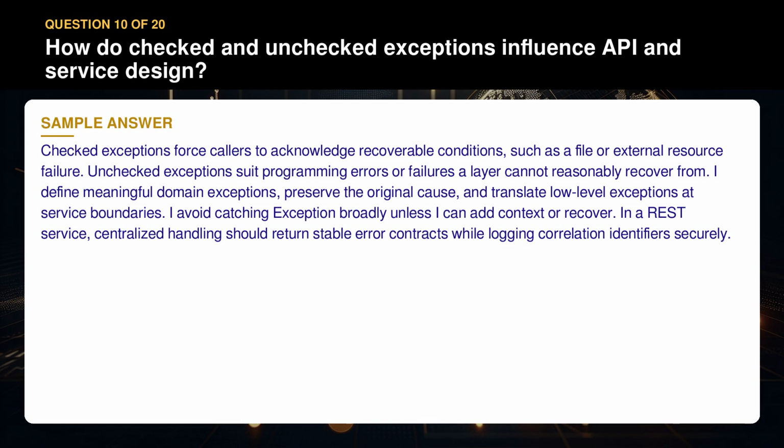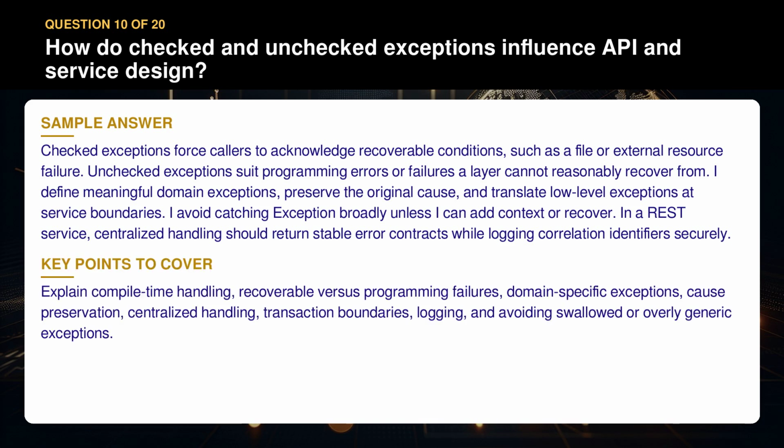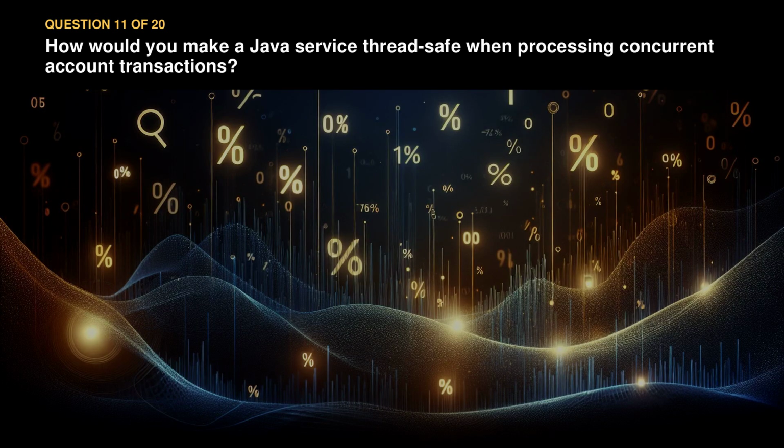I avoid catching Exception broadly unless I can add context or recover. In a REST service, centralized handling should return stable error contracts while logging correlation identifiers securely. Explain compile time handling, recoverable versus programming failures, domain-specific exceptions, cause preservation, centralized handling, transaction boundaries, logging, and avoiding swallowed or overly generic exceptions.